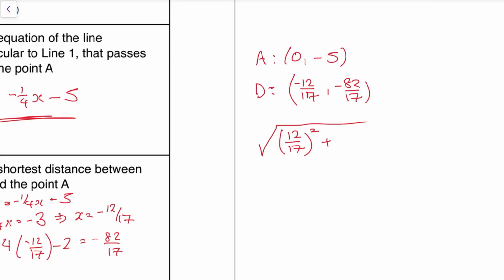And the y value difference is going to be 5 minus 82 over 17, in other words, the difference between the two negatives, squared. And I'm going to put all that in my calculator, and that gives me 3 root 17 over 17. Wow. Now, if it's an exact value, that would be the exact value, but that approximately is equal to 0.727606, etc. So I'm going to say 0.728.